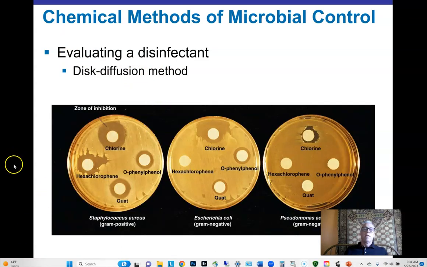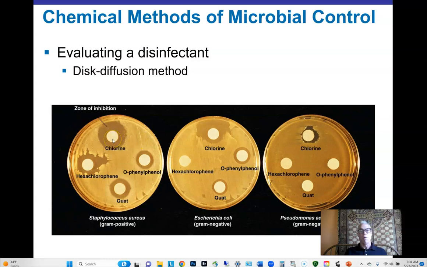Another way of evaluating disinfectants for their effectiveness is to place some disinfectant in a porous paper disc or some kind of spongy disc and place it on an agar plate of media that's been inoculated with a large amount of microbes, and see where the microbes are inhibited from growing. So these clear areas are where the microbes are inhibited. The white area is a lawn, complete confluent growth of bacteria covering the surface, and where there's no growth, that shows that whatever disinfectant or chemical was inhibiting the growth of bacteria.